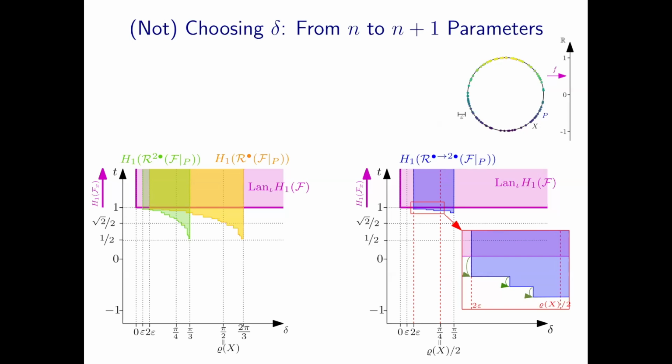Now, first of all, first comment, this example is so simple that all the modules are interval decomposable, so I can represent them exactly. These are not invariants. These are the actual modules, or the summands of the modules.